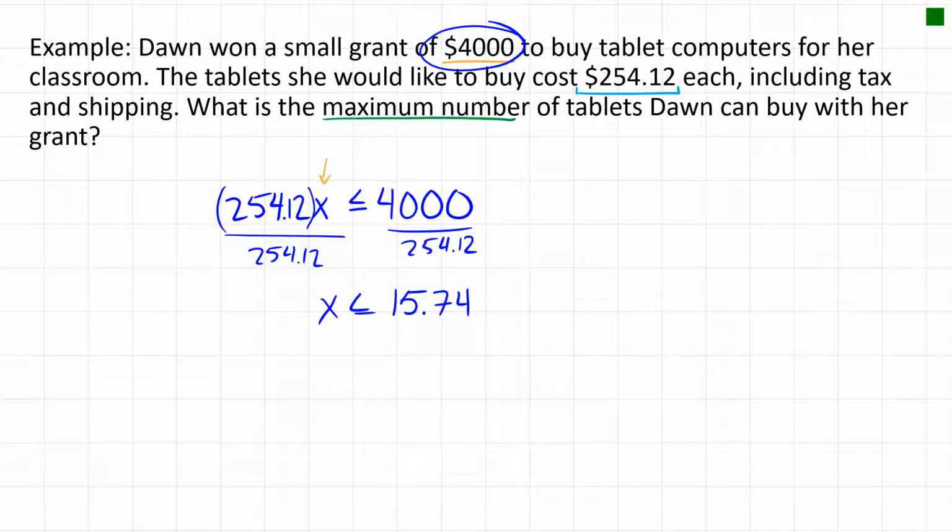Now, you can't buy a fraction of a tablet computer. So we have to interpret the meaning of this solution. So the maximum number of tablets will have to round down to 15, because if you buy 16, that is not less than or equal to 15.74. So that would put her outside of her budget of $4,000. So the maximum number of tablets is 15 tablets.